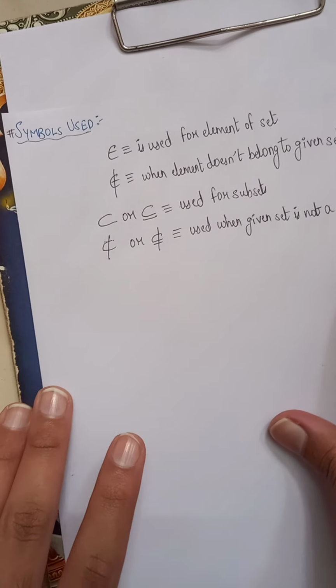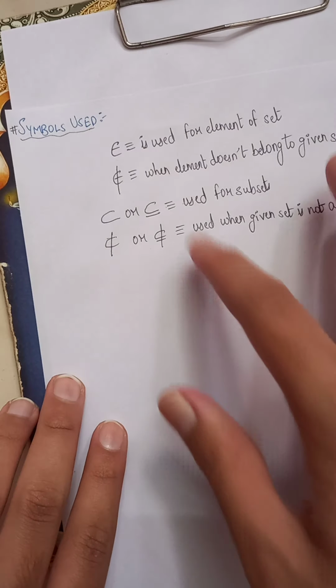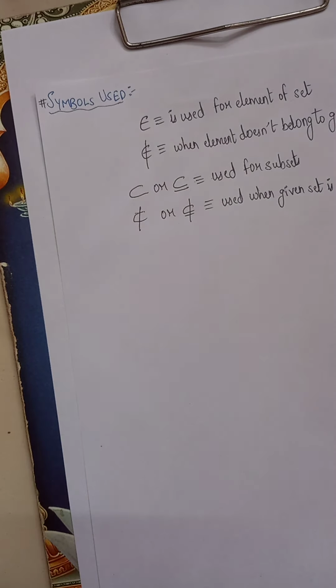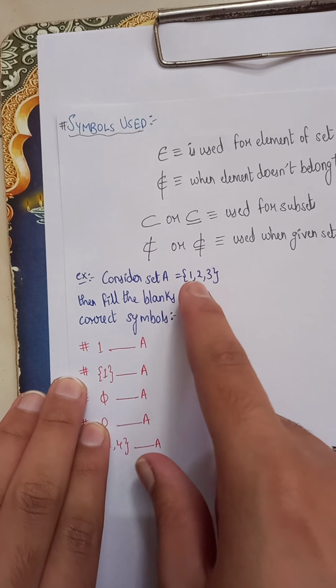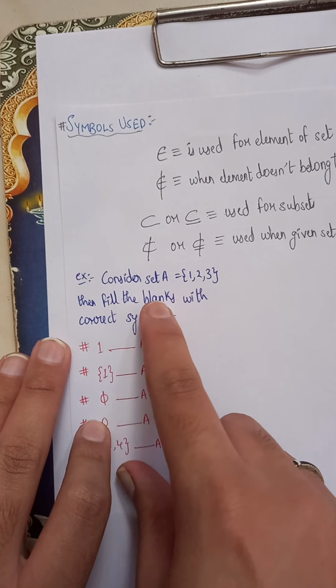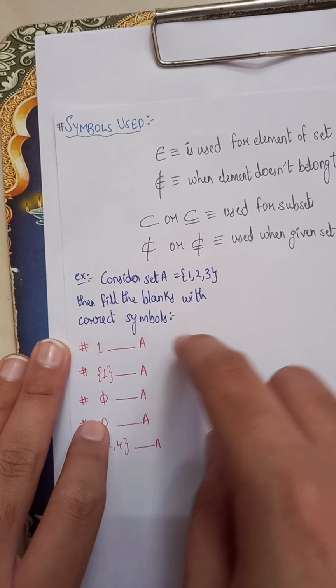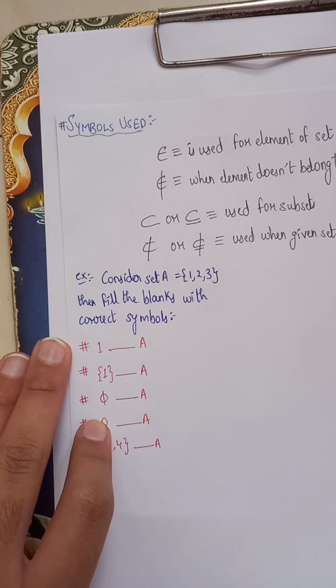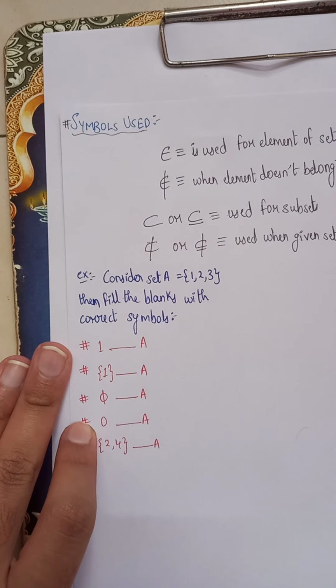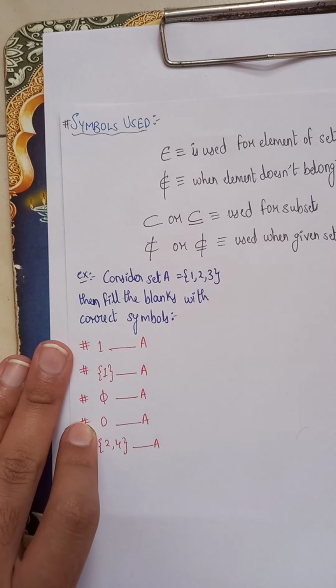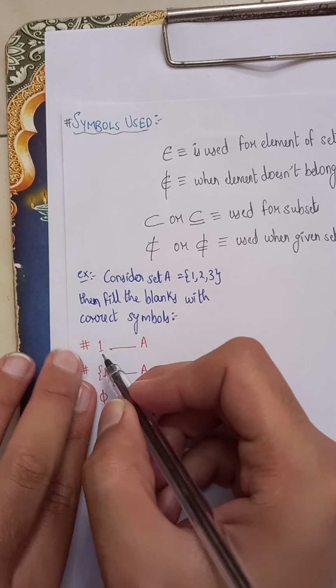Let's do a few examples based on these symbols. Read the question. Consider set A, which is 1, 2, 3, then fill the blanks with correct symbols. You need to fill the blanks with correct symbols.